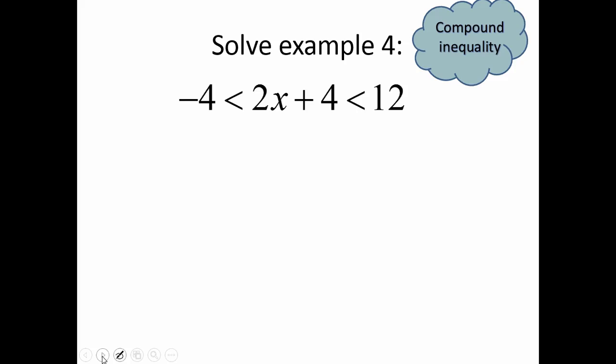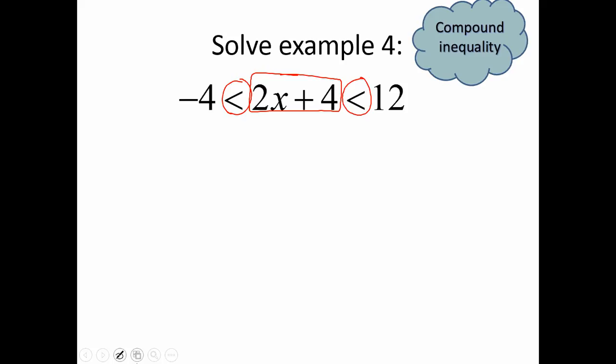Let's take a look at another example. This one's called a compound inequality. That's because there's more than one inequality at the same time. This one's rather strange. Again, you did solve some of these in Algebra 1, but notice that there's two symbols here. Okay, it's compound because it has multiple parts. Notice what's in the middle though. The 2x plus 4 is in between those two less than symbols. That's the part we're going to focus on solving.